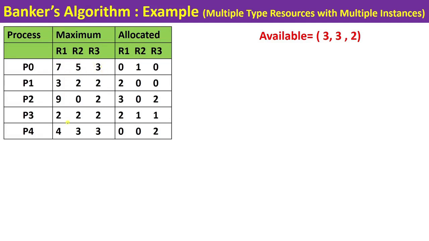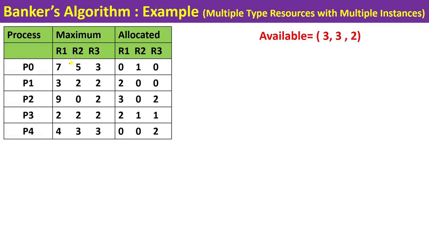So this is the maximum need of each of the processes. That's why I have written multiple types of resources. We have 3 different types of resources. Multiple instances mean we have the printers available, but we have not only one printer, we have many printers. You can say we have, let's say, an infinite number of printers. The number of printers which are available is like an instance.